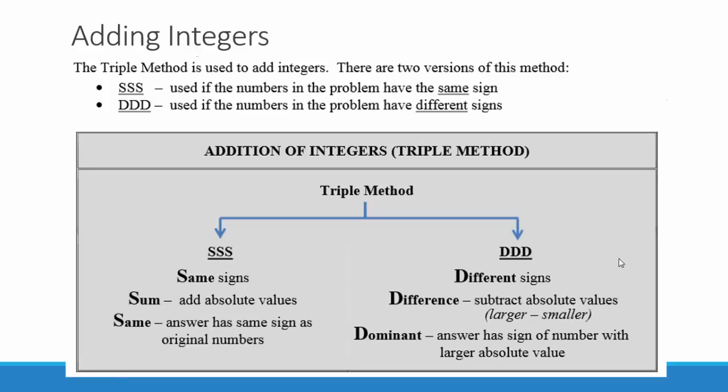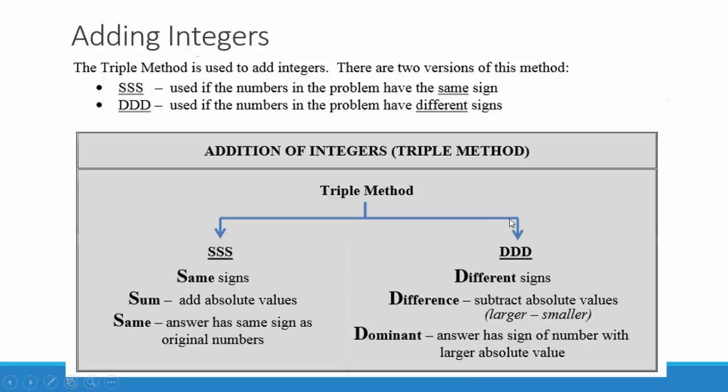We're going to discuss adding integers. We're going to use the triple method in order to add integers. This is a diagram of the thought process you should use as you figure out how to add two integers together. If the signs are the same, you're going to use the left-hand side of this chart. If the signs are the same, you will sum the absolute values, and then you will use the same sign as the two numbers that you're adding.